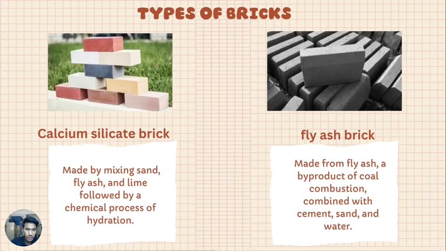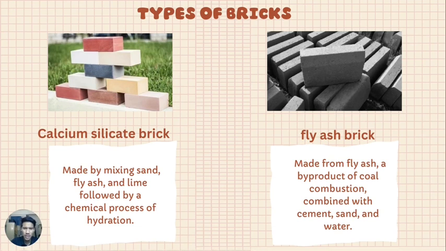Then we have calcium silicate brick. Basically, they are made by mixing sand, fly ash, and lime, followed by a chemical process of hydration. And also the last one, we have fly ash brick.